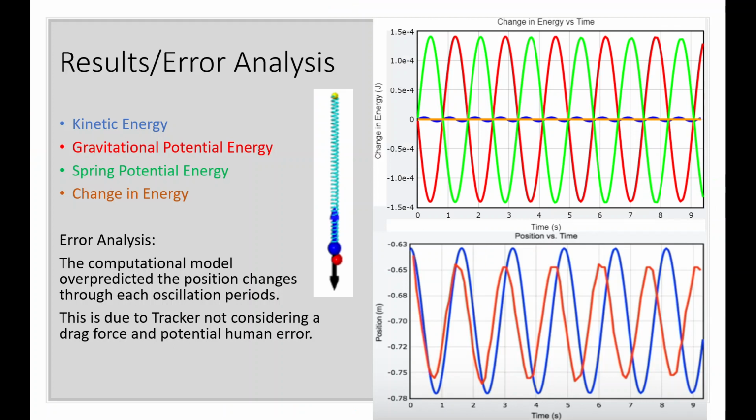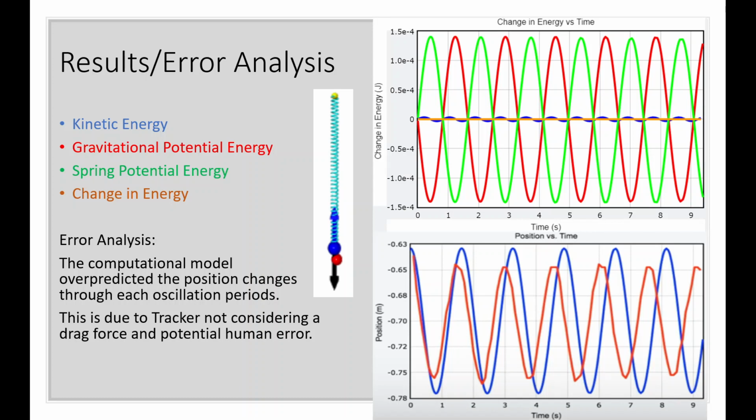After running the code in GlowScript, I obtained the change in energy versus time graph to the right, in which the kinetic energy is the blue curve, the gravitational potential energy is in red, the spring potential energy is in green, and the change in energy is in orange. Notice how the spring potential energy and gravitational potential energy are inverses of each other. Another key observation is that the change in energy is zero, which makes sense because the surroundings do no work on the system. Despite this, there is still an error in my model, specifically in the position versus time graph below, which uses the y position data.